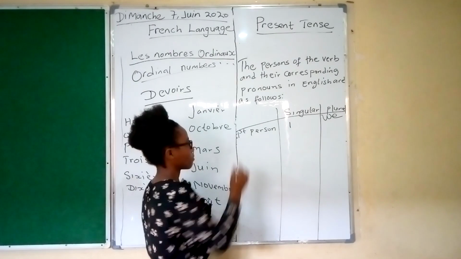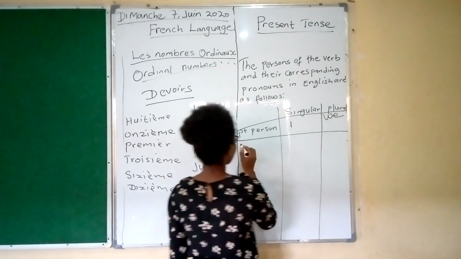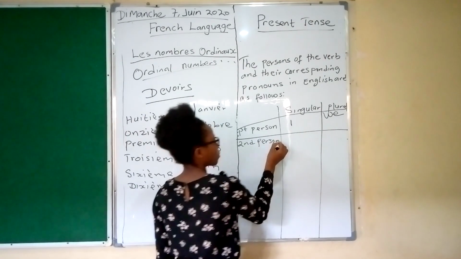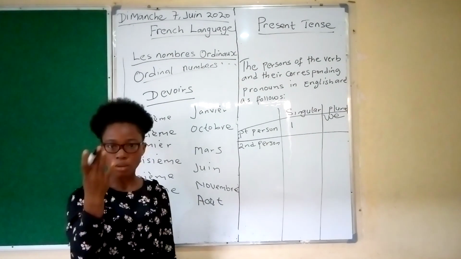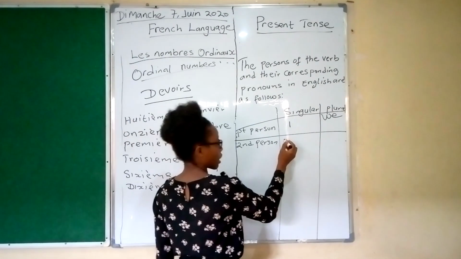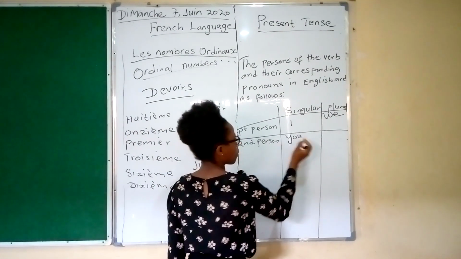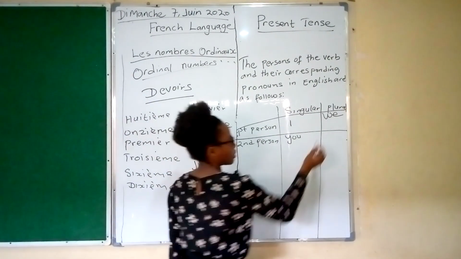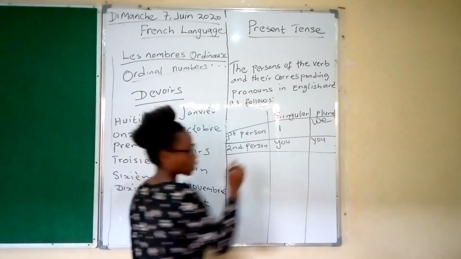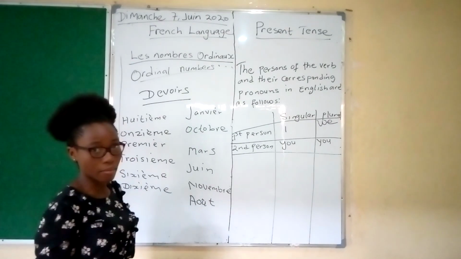We, okay? Then the second person, that is the person spoken to, okay? And what am I speaking to? I am talking to you. I'm speaking to you. So the second person singular is you. Plural is also you. Take note, in French it's going to change. It will not be the same.